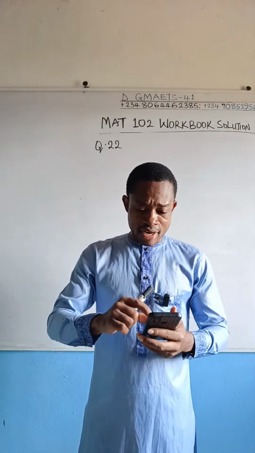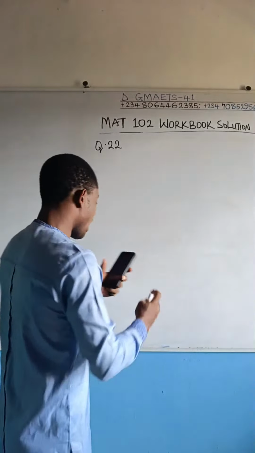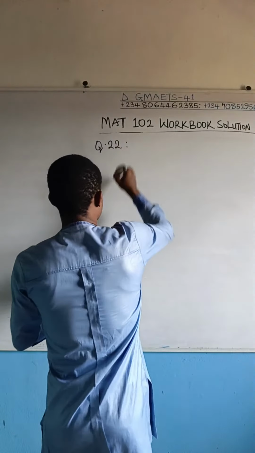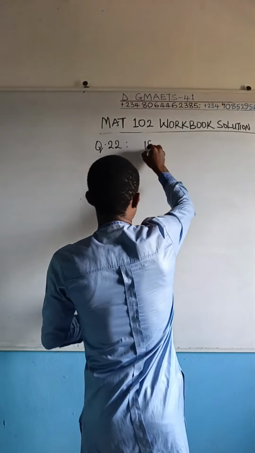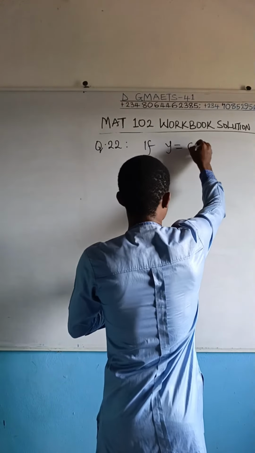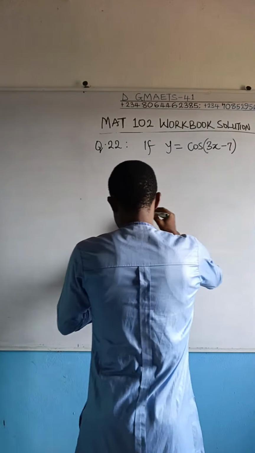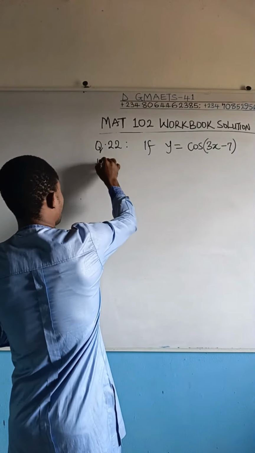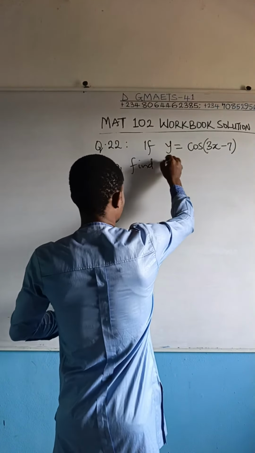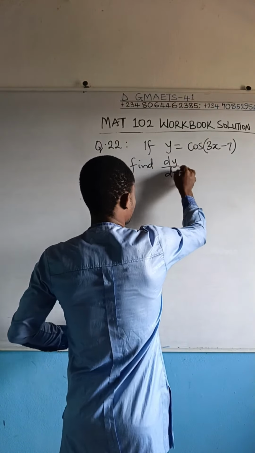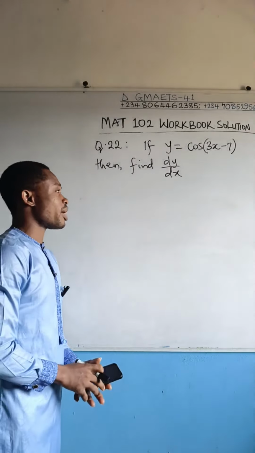All right, having said that, let us move on quickly. There is no time. Question number 22: if y equals cos(3x - 7), then find dy/dx. So y is equal to cos(3x - 7).